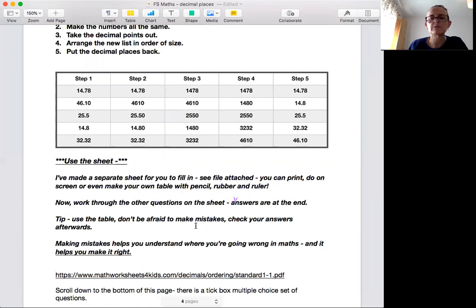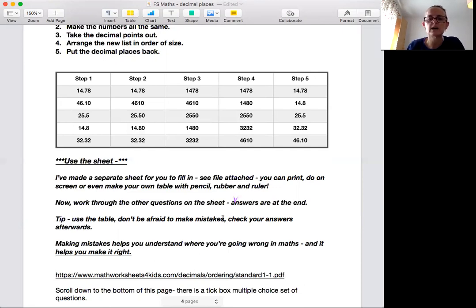Use a table. Don't be afraid to make mistakes. Don't be afraid to make mistakes in maths. It is absolutely the only way that you can look at your numbers and go, what am I doing wrong? And the more you say to yourself, what am I doing wrong? Eventually, you will do it right. It will just take some time.